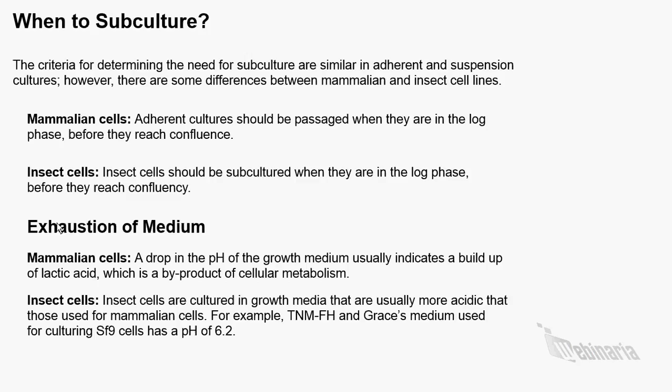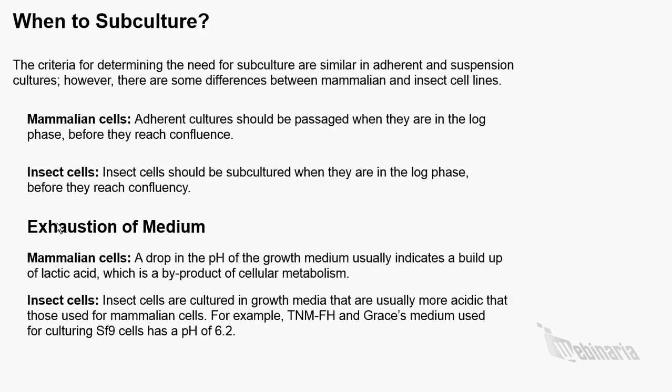So now, exhaustion of medium. In mammalian cells, a drop in the pH of growth medium indicates a buildup of lactic acid, which is a byproduct of cellular metabolism. Lactic acid can be toxic to cells, and the decreased pH can be suboptimal for cell growth. The rate of change of pH is generally dependent on the cell concentration. In culture, cells at high concentration exhaust medium faster than cells at lower concentration. We should subculture our cells if we observe a rapid drop in pH.